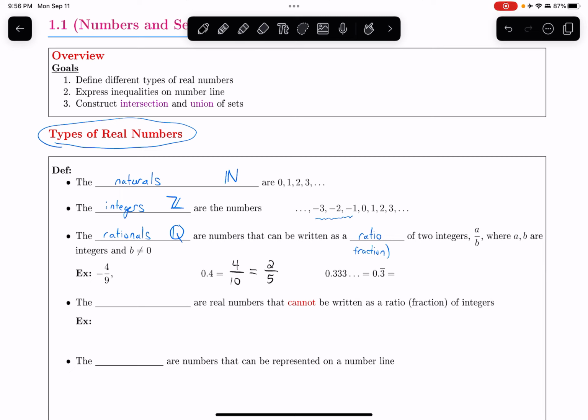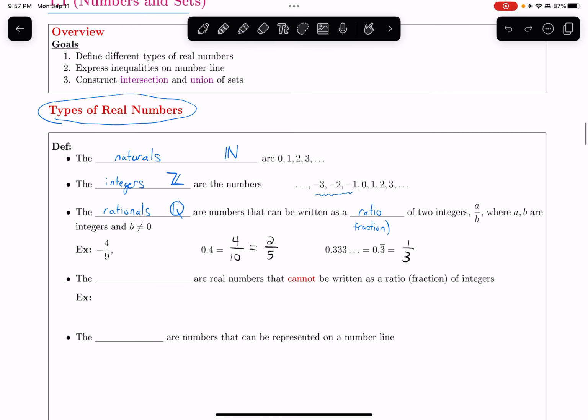Okay, what about if I have a decimal like this that repeats, 0.3333 repeated? Or I can write that repetition with this bar over the 3. Well, you might remember from algebra how to write this as a fraction. Well, this is the fraction 1 over 3. So because it can be written as a fraction of integers, that is a rational number. Okay, awesome. All right, well, we have rationals.